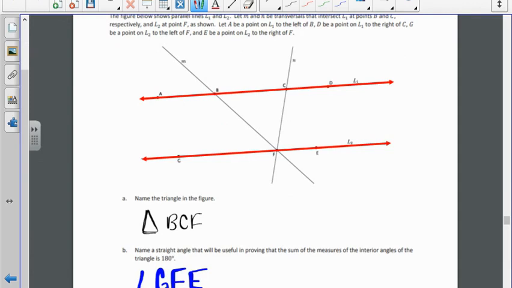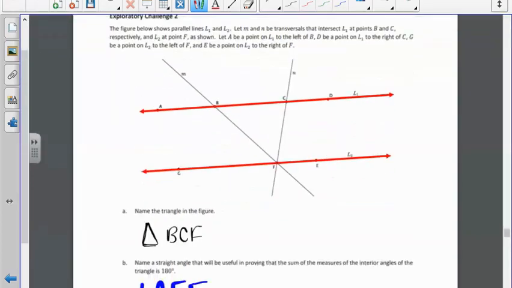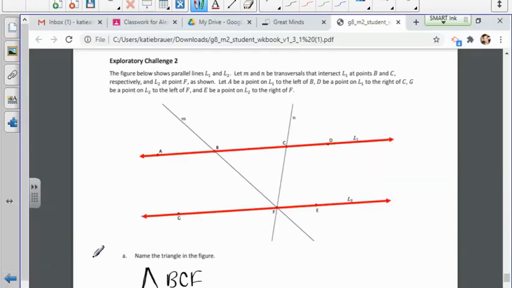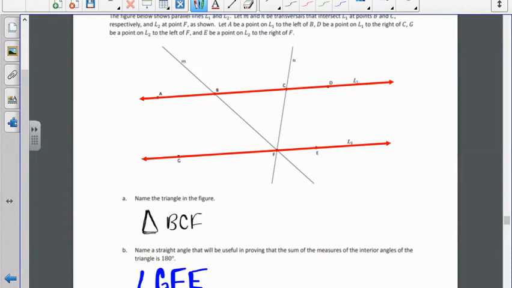All right, it says write your proof below. We are not going to do that. So the thing here is just being able to label your angles with 3 letters and your triangles with 3 letters.